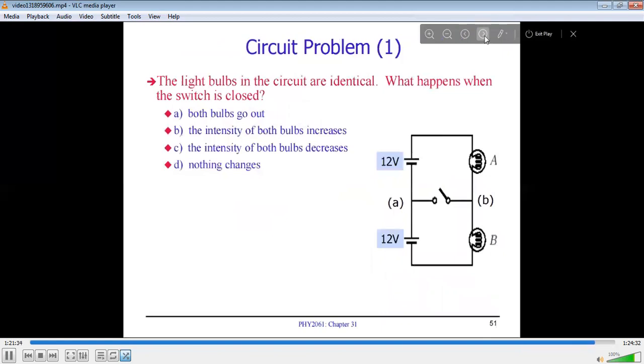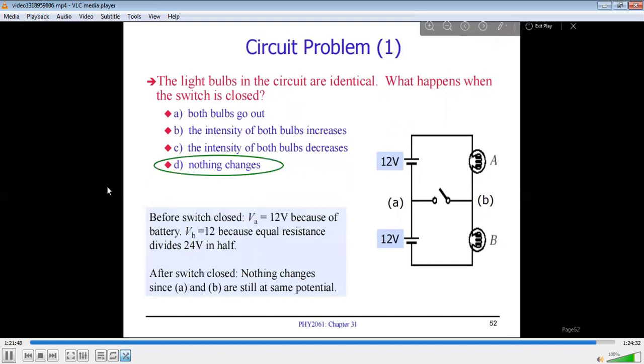Now some circuit problems like the previous one. The light bulbs in the circuit are identical. What happens when the switch is closed? Both bulbs go out, the intensity of both bulbs increases, the intensity of both bulbs decreases, or nothing changes? Which one? When the switch is closed, the potential difference will be 12 volt, because the battery's 24 volt is divided in half by the resistance. So after the switch is closed, nothing changes, because the voltage is the maximum.